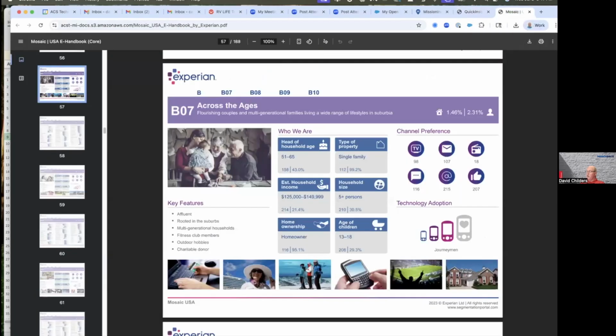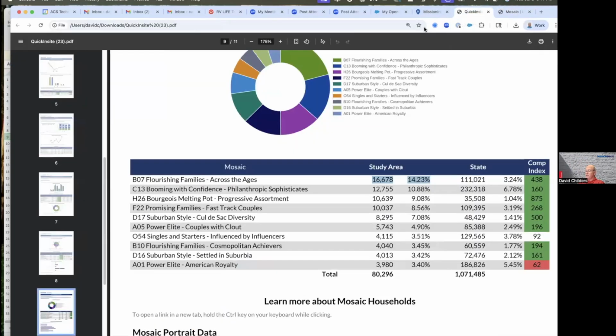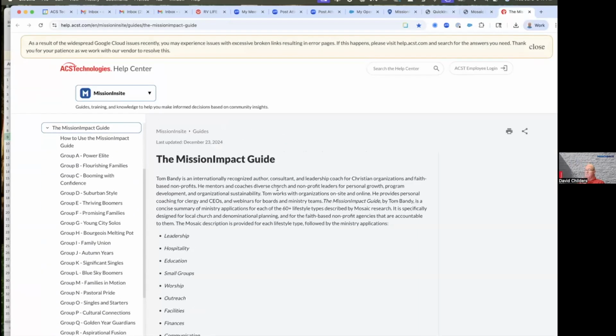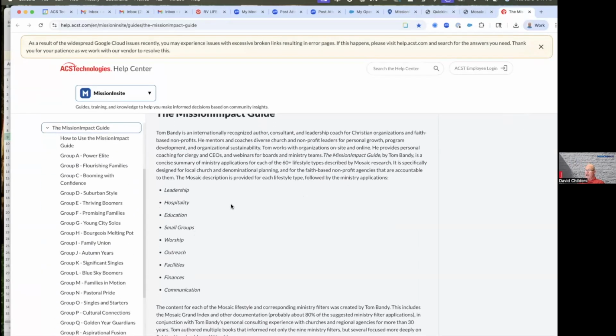The reason I let you see that particular one, I could go and look at the H as well, but I'm going to take you back to the report, because underneath this is what's called the Mission Impact Mosaic Application Guide by Thomas Bandy. Have either one of you ever heard of Thomas Bandy? All right. Well, he is a church growth and ministry person. And when I hold my command key, it's going to open up Tom Bandy's work on helping you to understand an Experian Mosaic report.